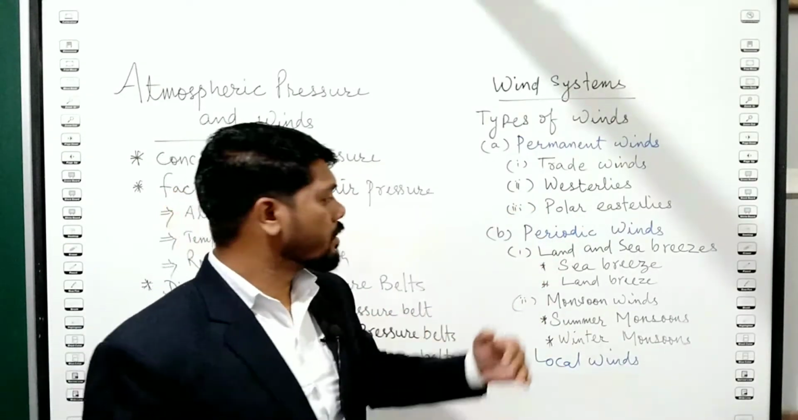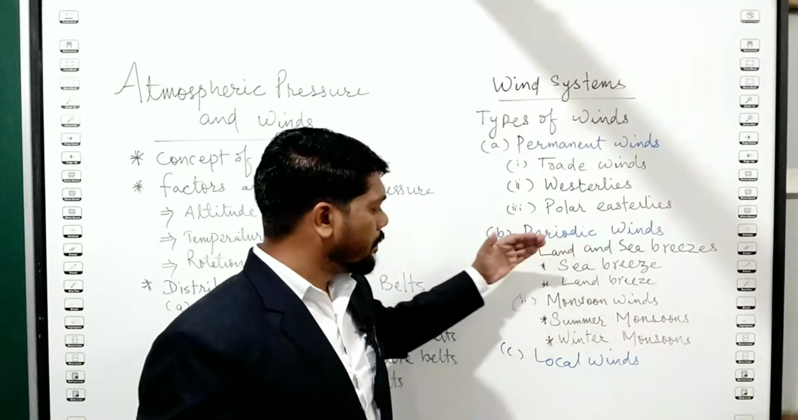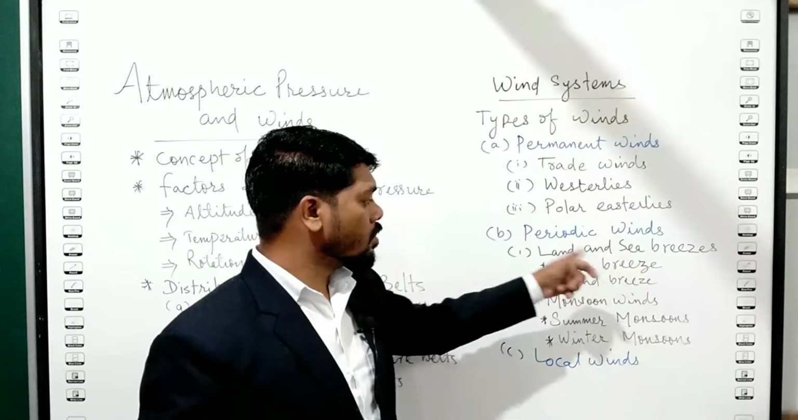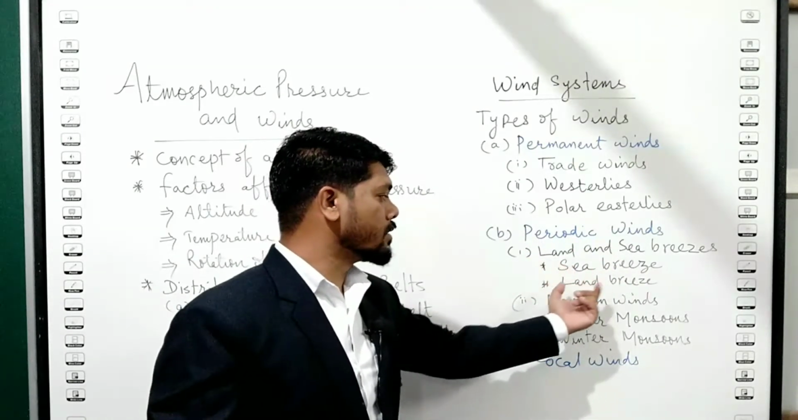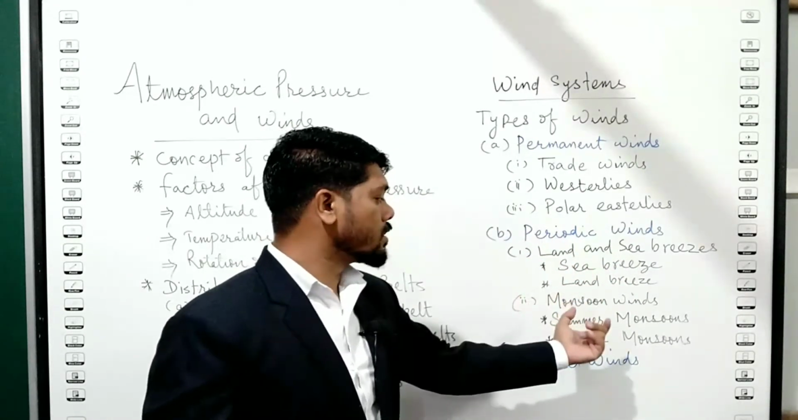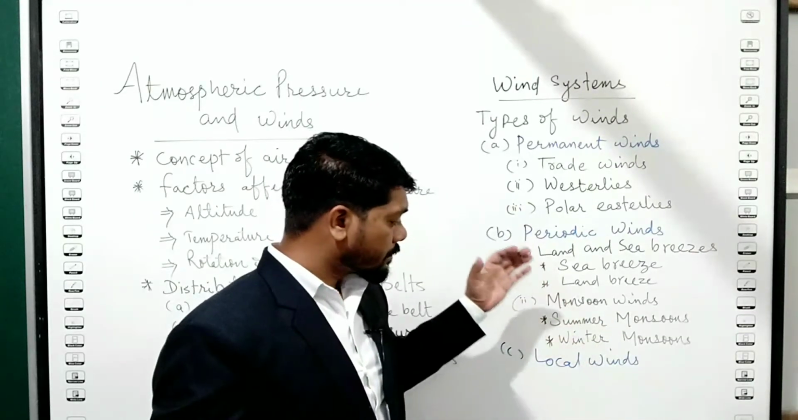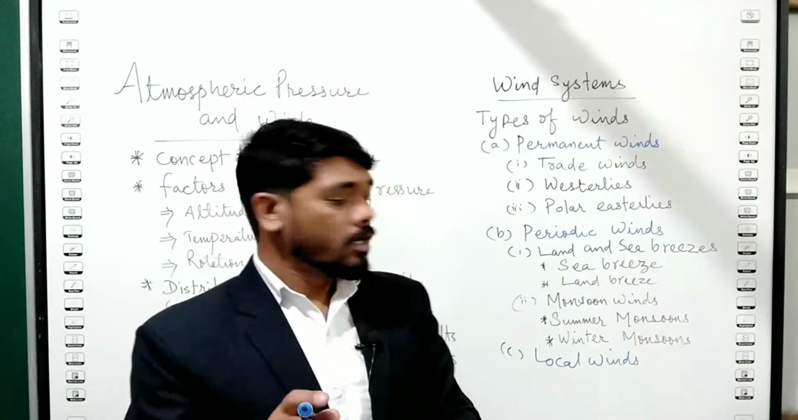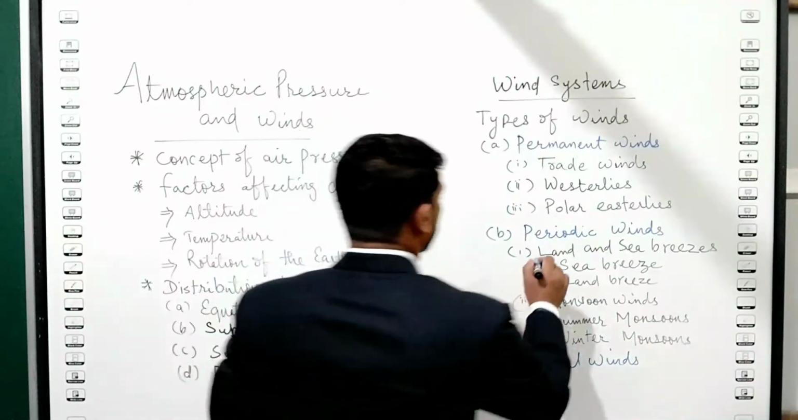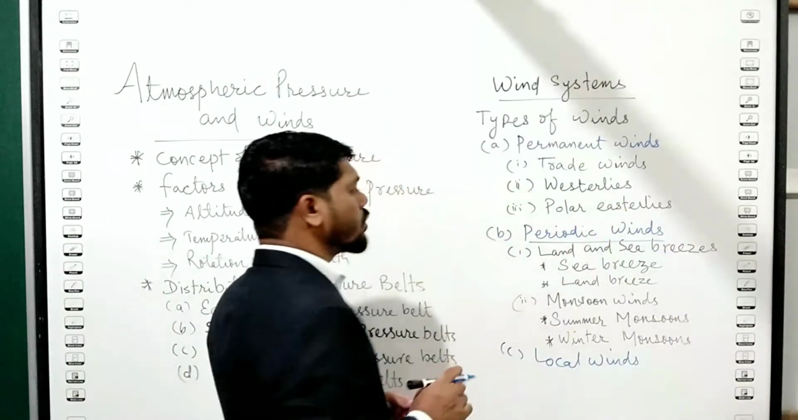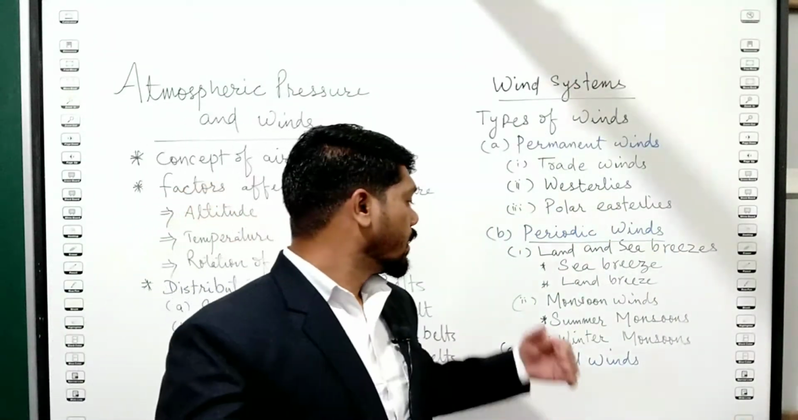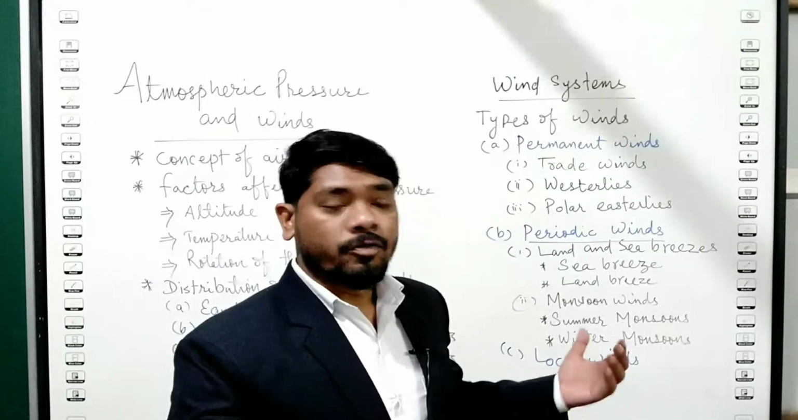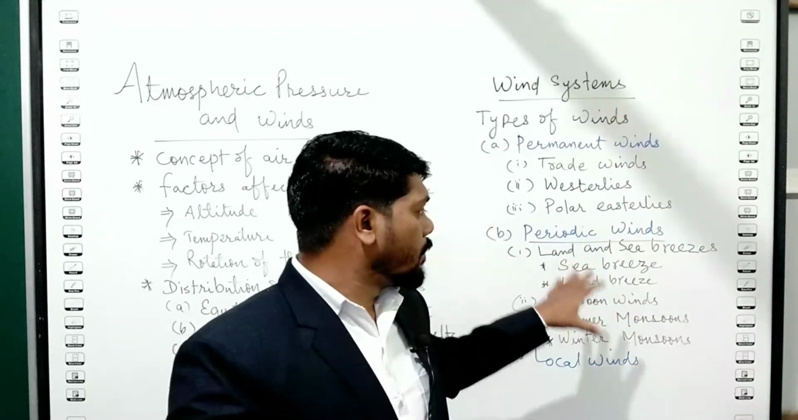Today in this video we shall discuss periodic winds. Periodic wind means seasonal winds, that is the land and sea breezes. We will discuss land breeze and sea breeze separately, and monsoon winds. Monsoon winds are further categorized into two, that is summer monsoons and winter monsoons. So let us come to periodic winds or seasonal winds, how they blow, what are the factors that affect them, and which are the areas that they blow.